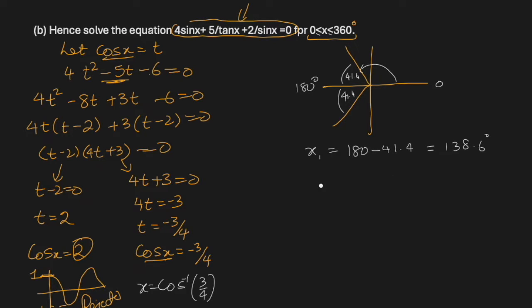138.6 degrees. And second one, 180 plus, because it is after 180, right? It starts from 0 and we reach to the line again. It will be 180 plus 41.4, which is 221.4. Angles are given in 1 decimal place. This will be our answer.